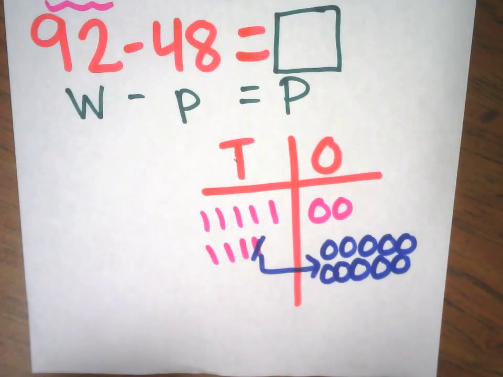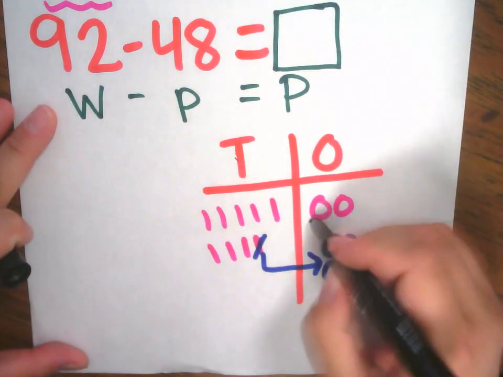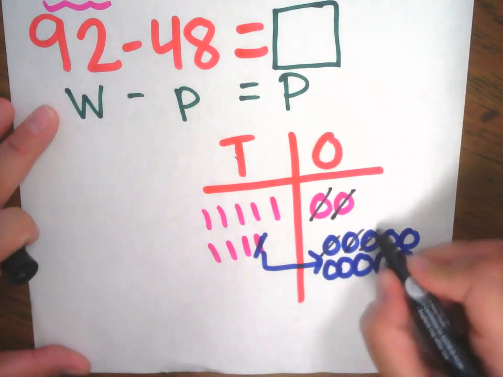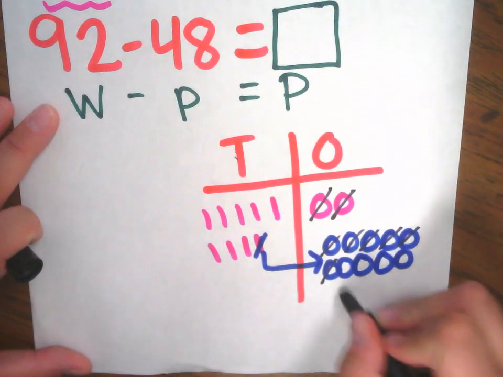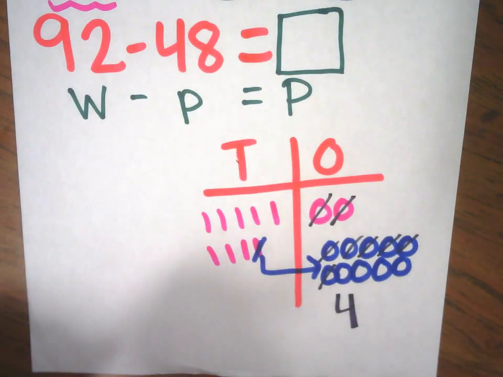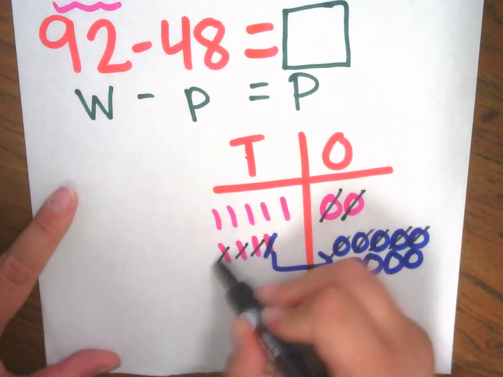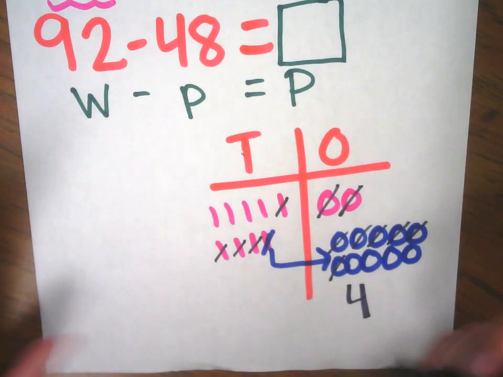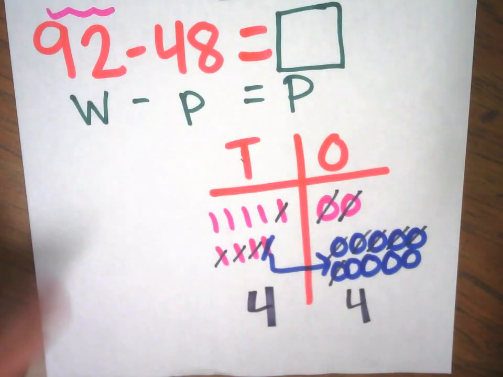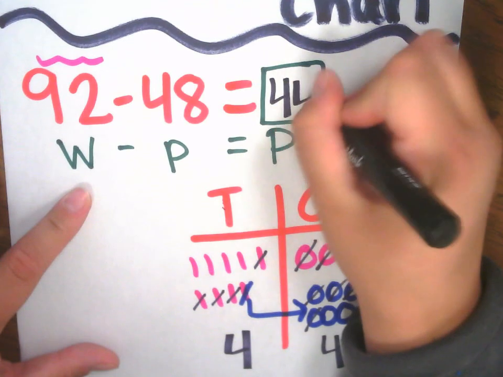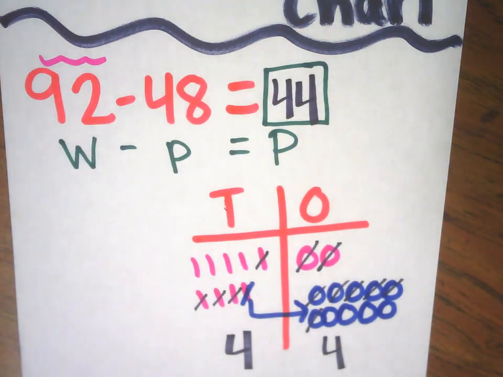And now this is where I subtract. So I'm going to take away or subtract those 8 ones. So 1, 2, 3, 4, 5, 6, 7, 8. And I have 4 left over. And then I'm also going to take 4 tens away. 1, 2, 3, 4. And I have 4 left over. So my answer is 44. So that is how we use the TO chart or place value chart for subtraction.